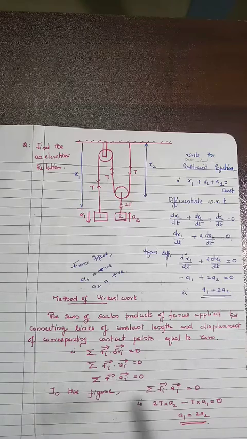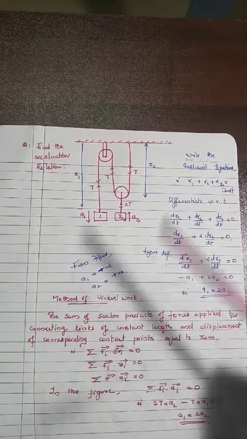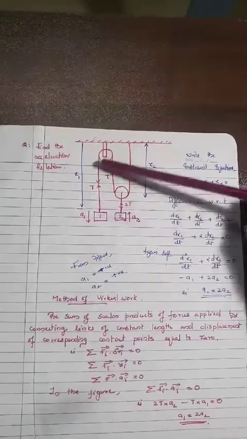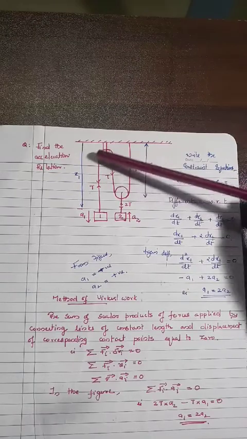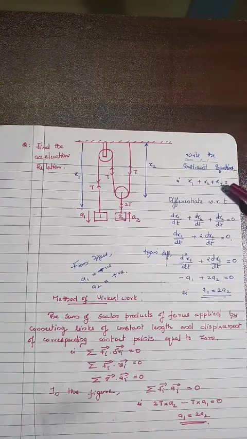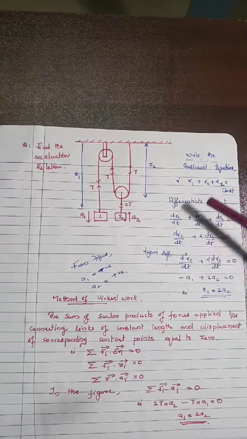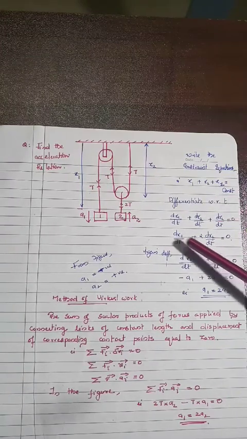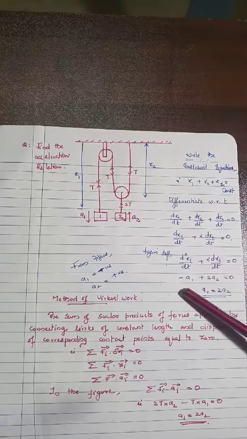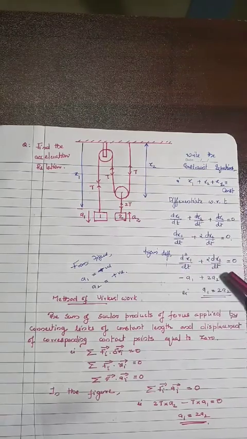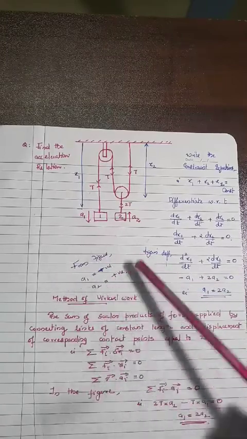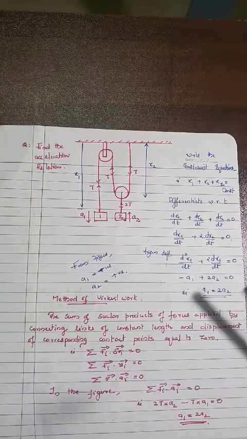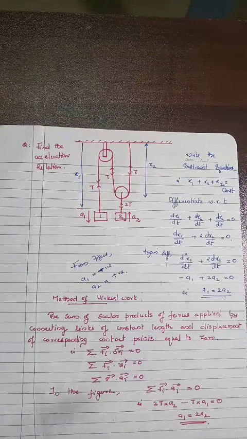The first method is through the constraint equation. Look at the figure. Here this distance is x1 and this distance is x2. So the total length is a constant. We can write x1 plus x2 plus x3 is equal to constant. You just differentiate one time, you get it in terms of velocity. Again we can differentiate, you get the acceleration. Here a1 is coming downward, we can take it as negative, and a2 in the upward direction. So you get the answer. So that is the method of constraint equation.